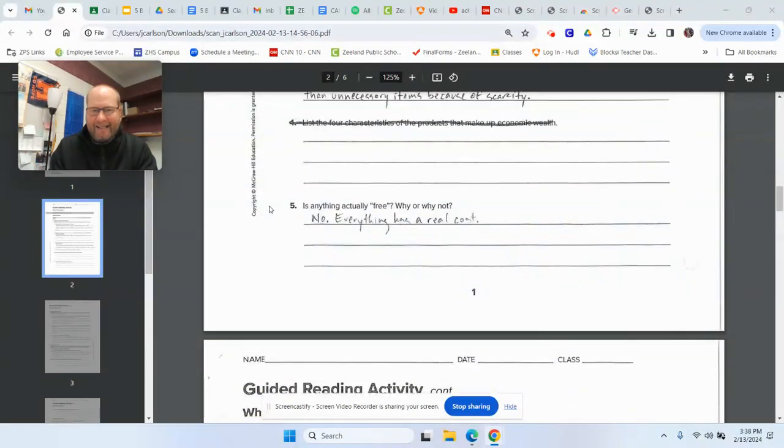Number 5, is anything actually free? Why or why not? No, everything has a real cost. Remember, everything that goes into producing something is part of that cost. And time can be a cost. So everything has a real cost.